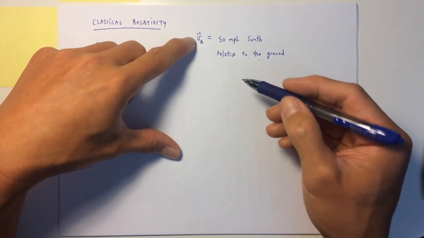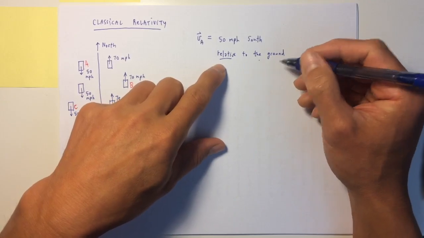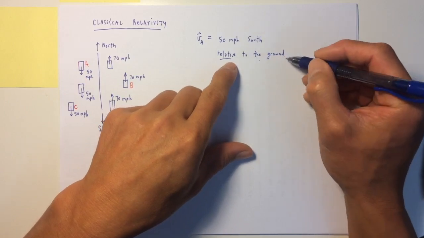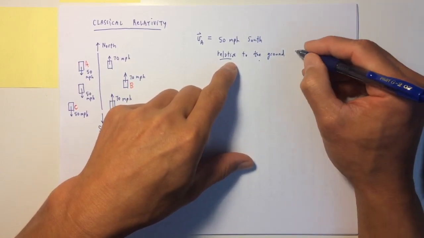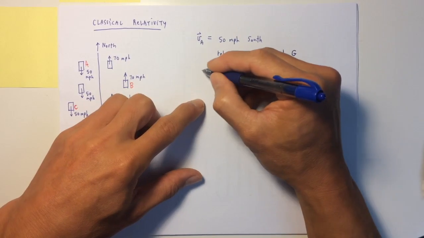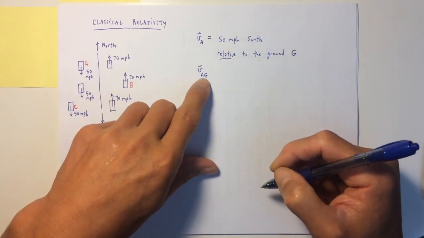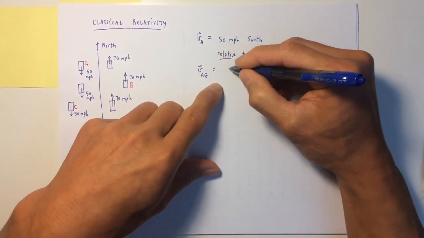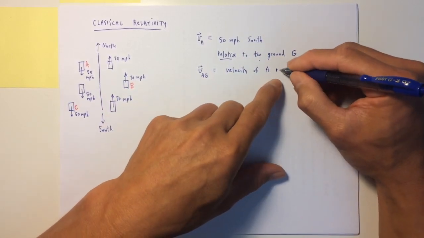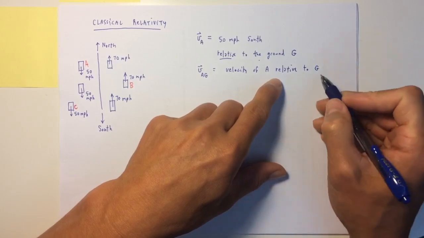This designation of the velocity is measured relative to some other object. So this is the velocity of object A, or car A, with respect to the object called the ground. Let's call the ground capital G. So really, this thing is the velocity of car A relative to object G, or the ground.